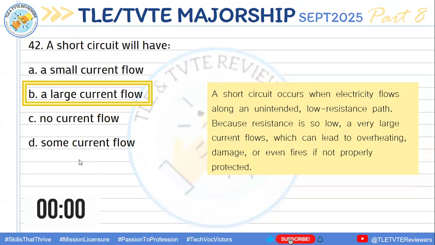For letter A, a small current flow. A short circuit causes a surge in current, so not a reduction. Letter C, no current flow. That would describe an open circuit, so not a short circuit. Letter D, some current flow. While technically true, it's too vague. So the key characteristic of a short circuit is that the current is excessively large, which is letter B, a large current flow.